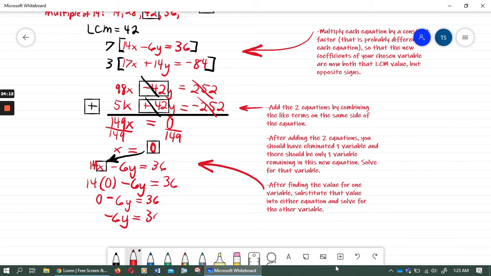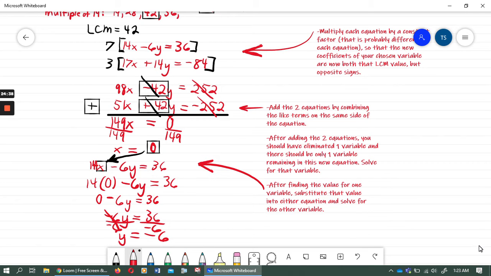Negative 6y equals 36, and this is going to be the only step that we can take to solve that: dividing by negative 6 on both sides. All right, so when we do that, we get y equals negative 6.